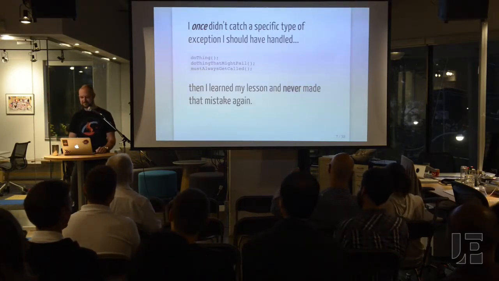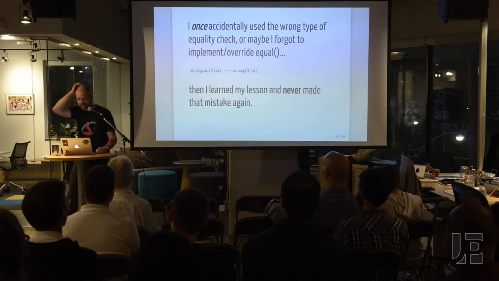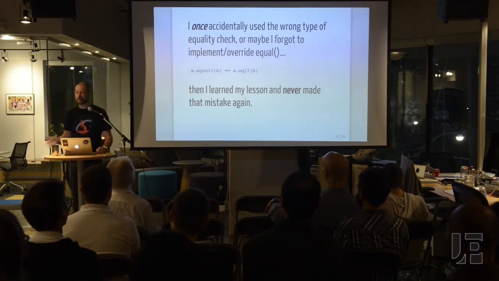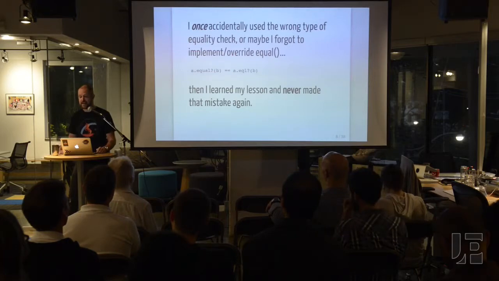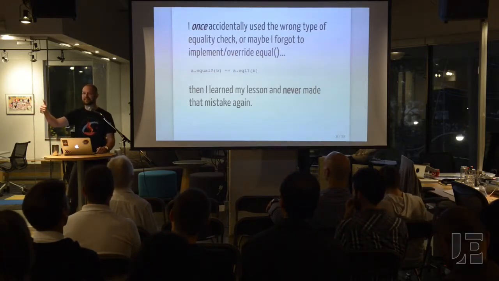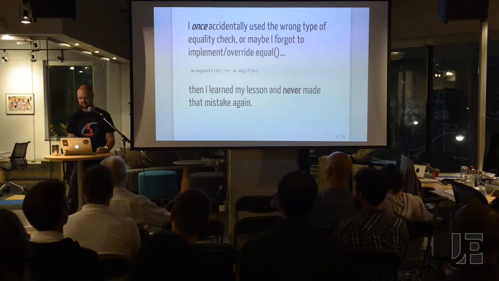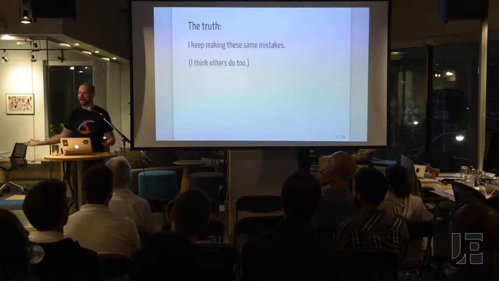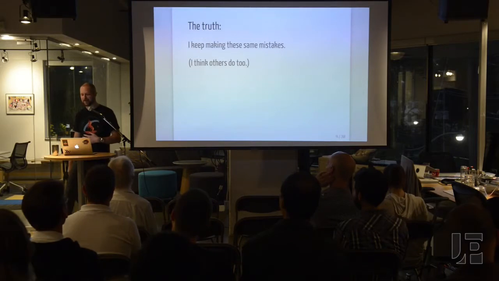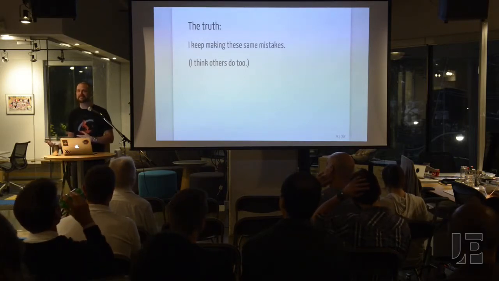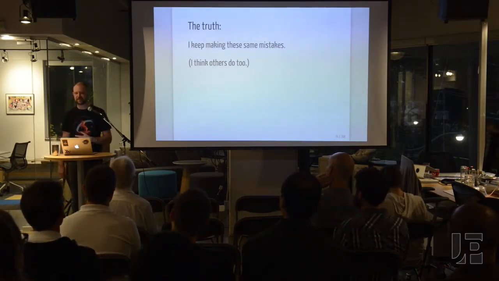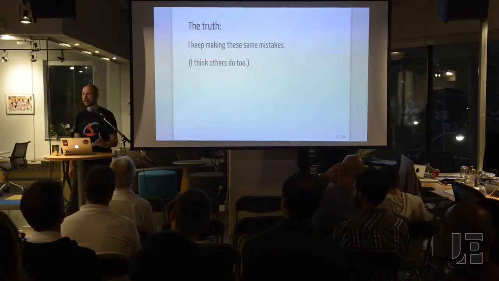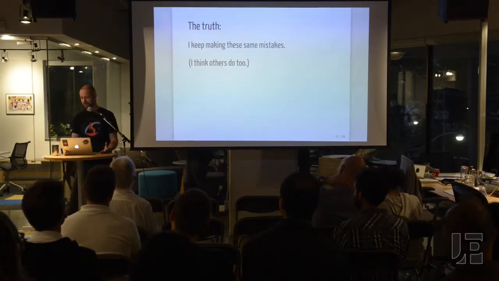Okay. Maybe you see a pattern here. I once accidentally used the wrong type of equality check. And then, of course, I learned my lesson, and I never made that mistake again, right? No, I don't see a lot of thumbs up. Okay, so you guys figured me out. I keep making these same mistakes. I've been in the game for 15 years. I keep making the same mistakes. I think maybe others do too, right?